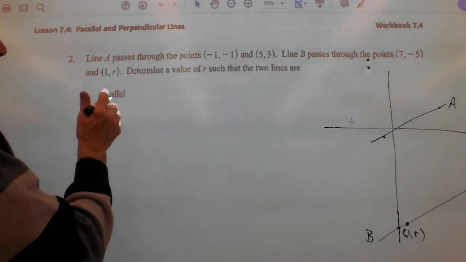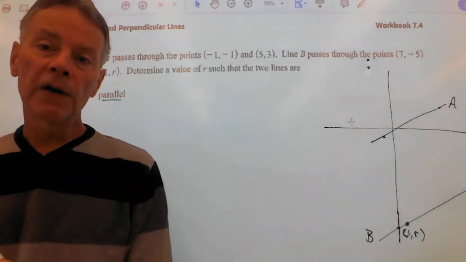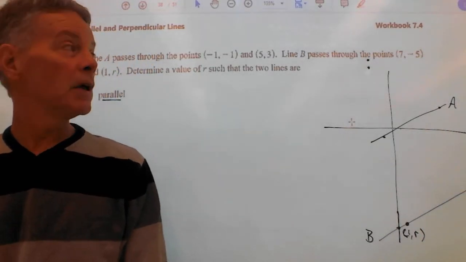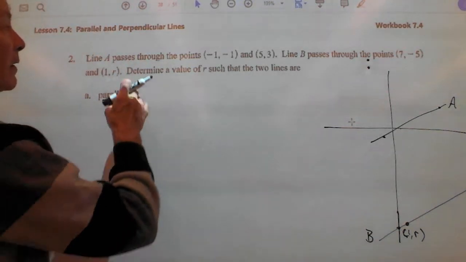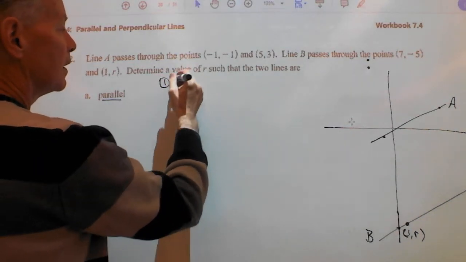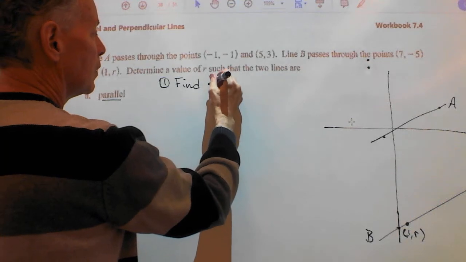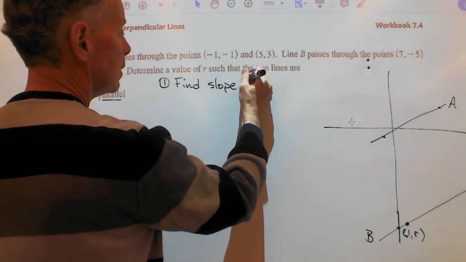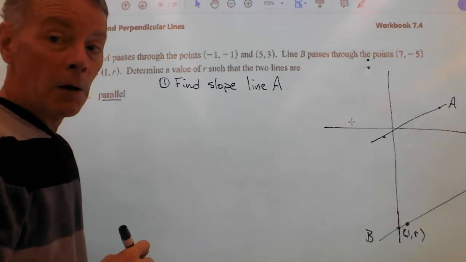So, this is your clue. When they say the two lines are parallel, that means they have the same slope. And given that you have 2 points for line A, your first step is find the slope of line A. That we can do.